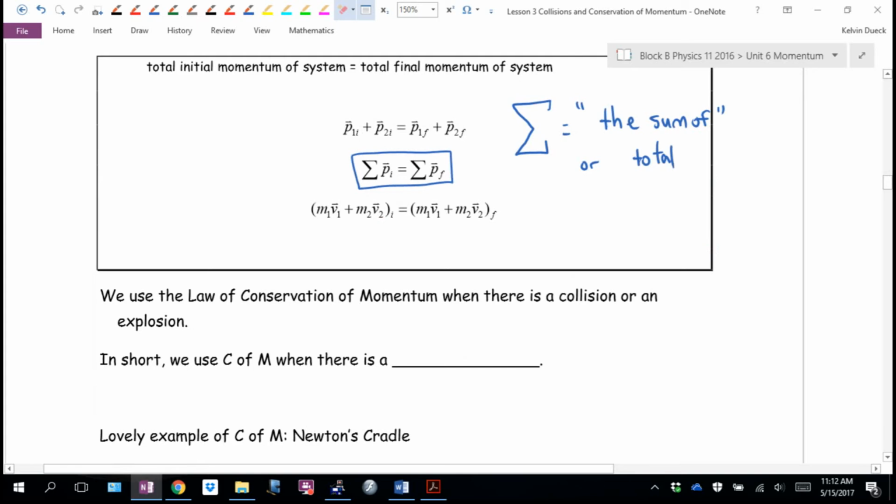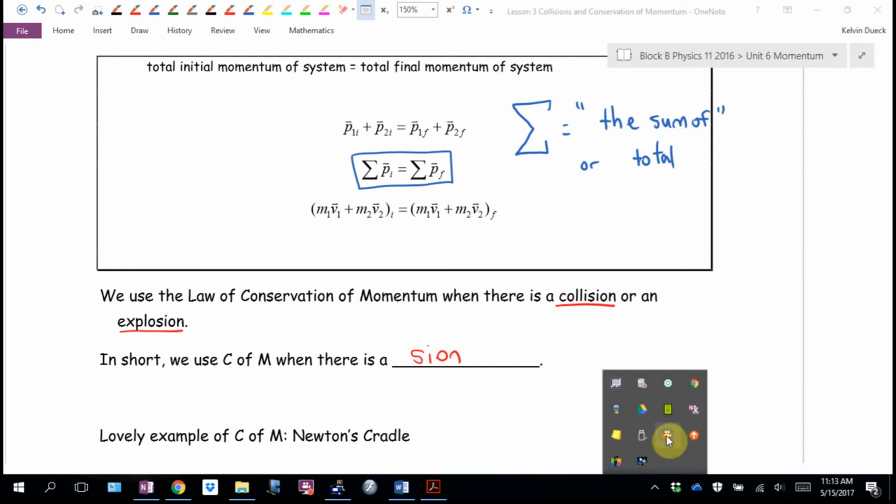We use the law of conservation of momentum when there is a collision or an explosion. And so I wrote here, in short, we use conservation of momentum when there is a collision or an explosion. That's a job for conservation of momentum. There is a lovely example of the law of conservation of momentum. It's Newton's cradle. Let me pause the videos.